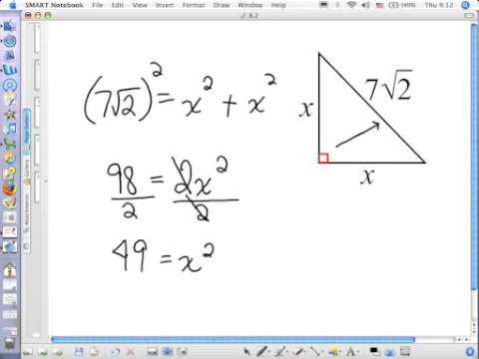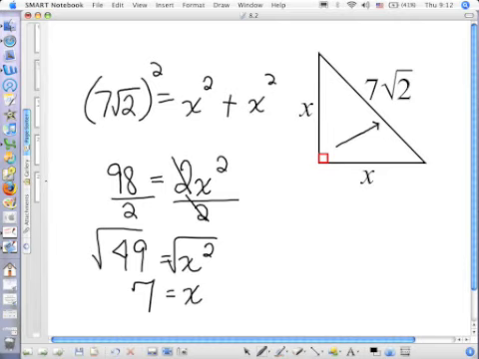Take the square root of both sides. So the value of x is 7. Okay? Both of the x's are 7. That would be called an isosceles triangle, where two legs are equal.